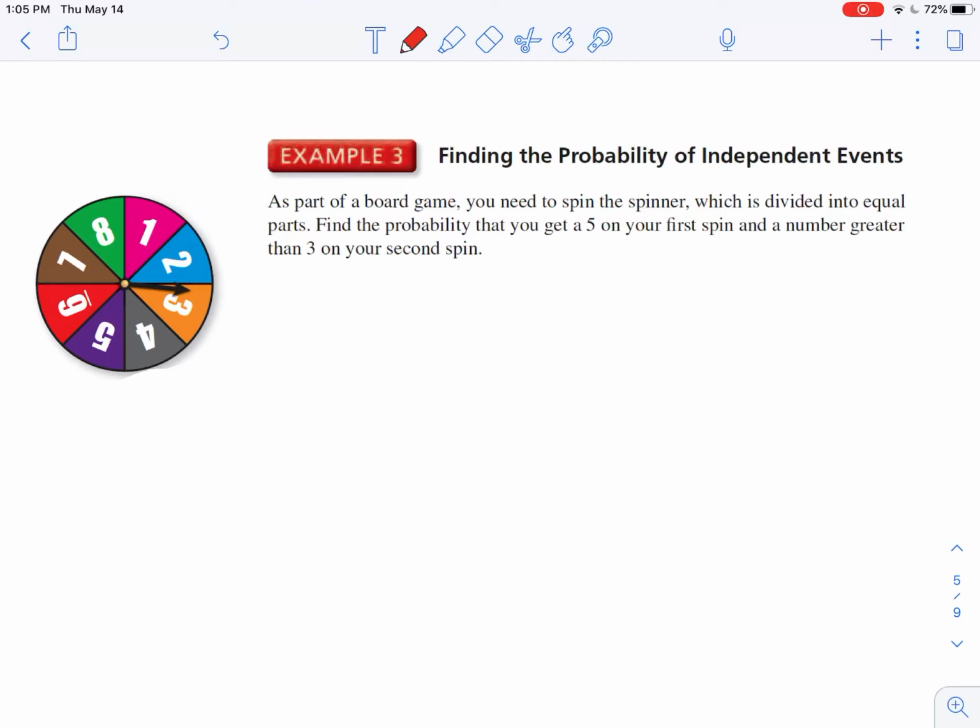As part of a board game, you need to spin the spinner. It's divided into equal parts. Find the probability that you get a 5 on your first spin and a number greater than 3 on your second spin. So let's write that out. The probability of 5 and a number greater than 3. Well, that should be the same as finding the probability of a 5 times the probability of a number greater than 3. But that's only if we know the events are independent.